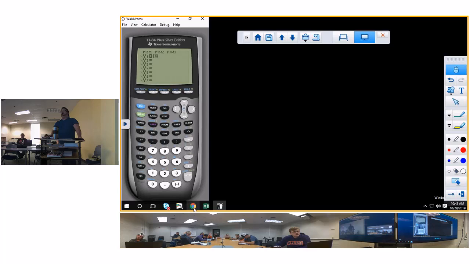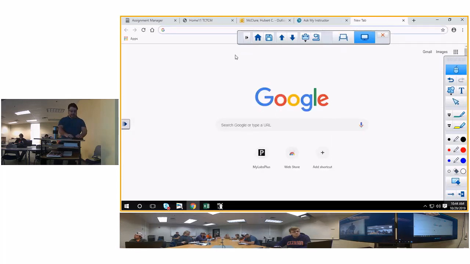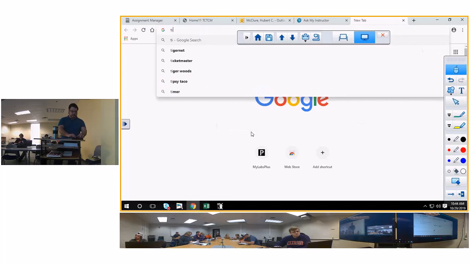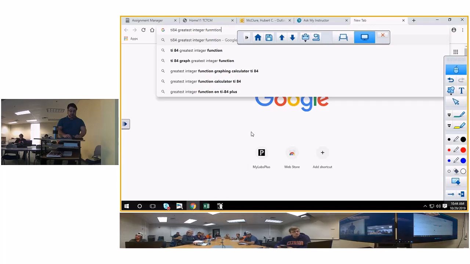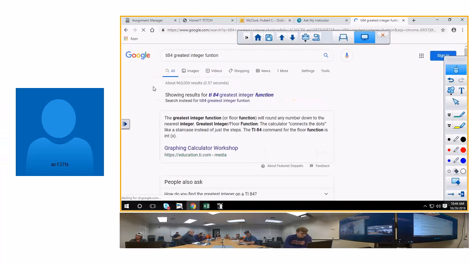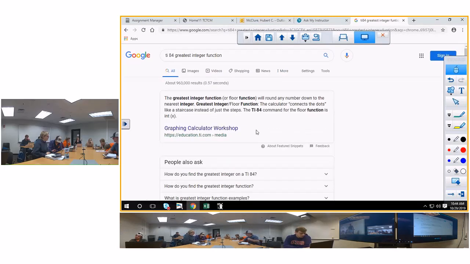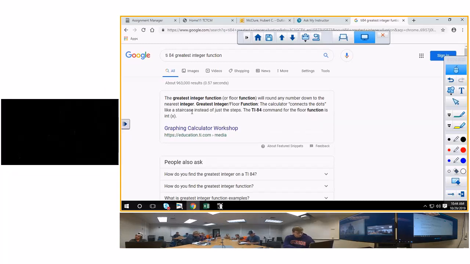I think there's a function somewhere. Let me just look up the function. Let's say greatest integer function, TI-84, TI-84 greatest integer function. Be nice if y'all had access to Google, wouldn't it? Yeah. This is only for academic gods. Greatest integer function, blah, blah, connect the dots, staircase instead of tail. Well, just tell me how to do it.